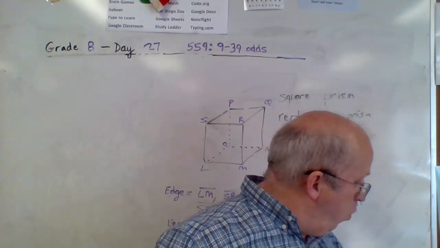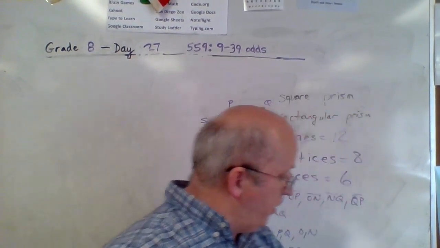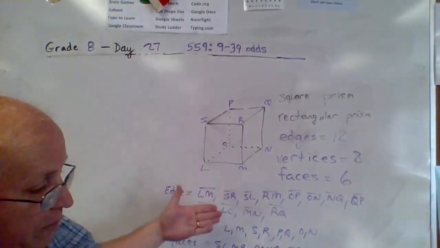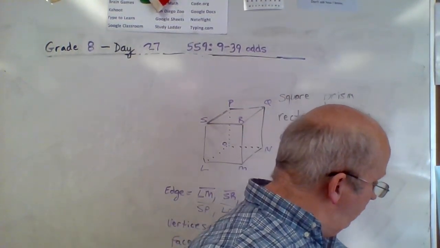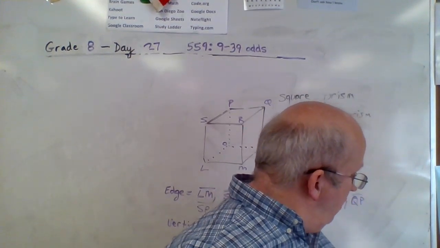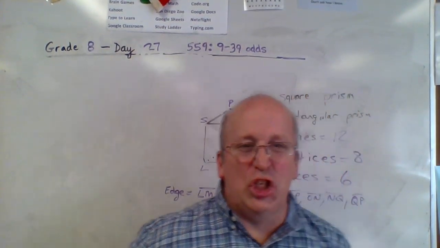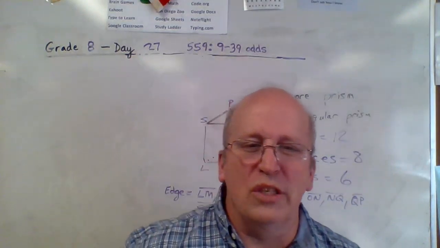Study example 1 on the bottom of 557. I think you'll find it's pretty similar to what we did up here. And then let's move on to page 558. 558 is talking about something called skew lines. What in the world is a skew line?